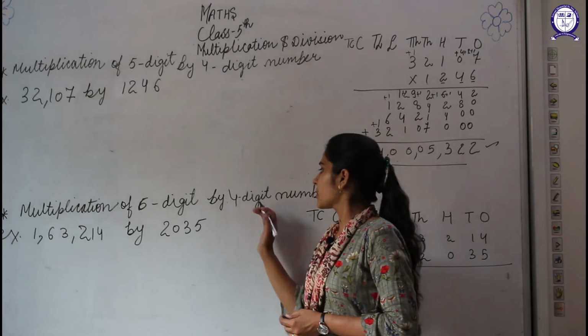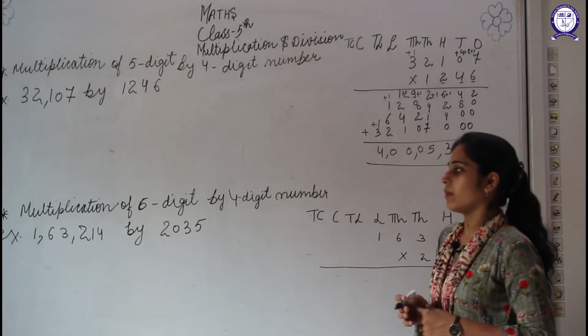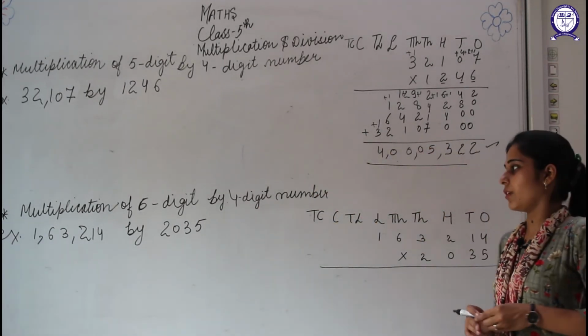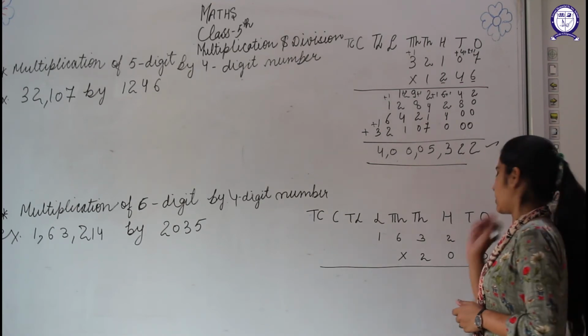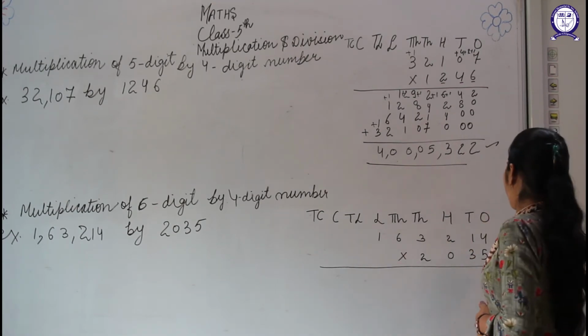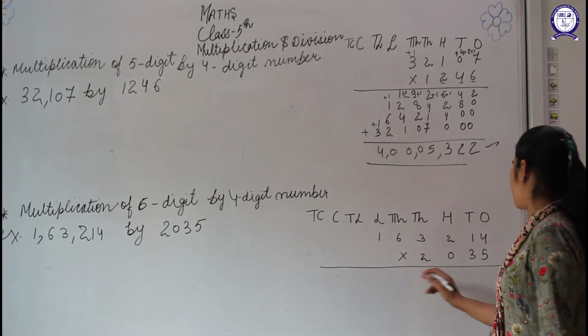Now multiplication of 6 digit by 4 digit. Here we are having 1,63,214. Multiply this by 2,035. So we will multiply the number first by 5, then by 3, then by 0, then by 2.